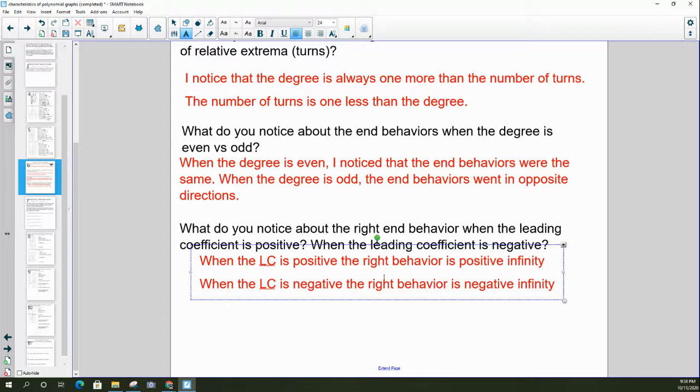All right, and so the left end behavior is just going to depend on if it's even or odd. If it's even, the left end behavior will match the right end behavior. If the degree is odd and the leading coefficient negative, then the right end behavior is negative infinity. The left has to be opposite, so the left end behavior would be positive infinity. So it all depends on 2 things: if the degree is even or odd, and if the leading coefficient is positive or negative. That's going to tell you your end behaviors.